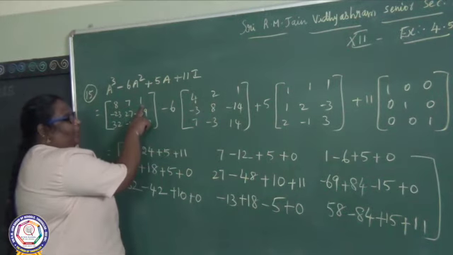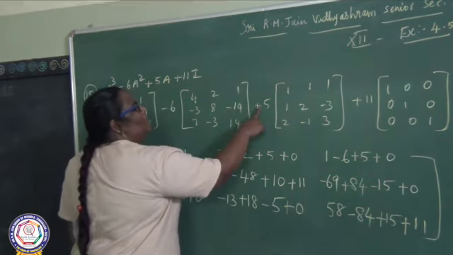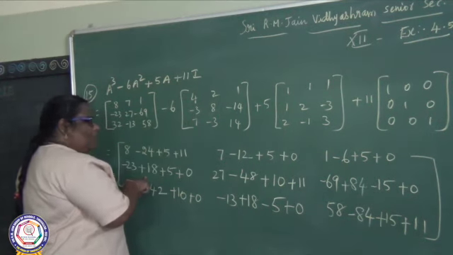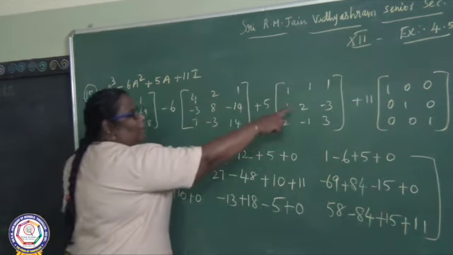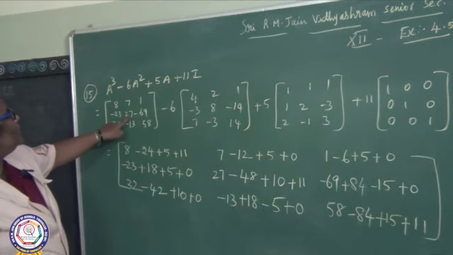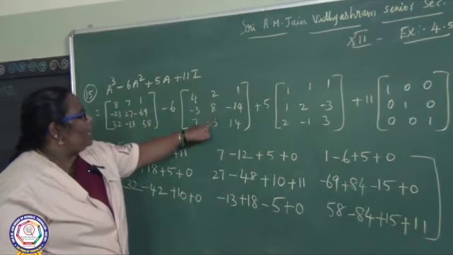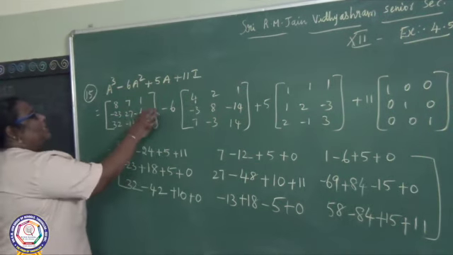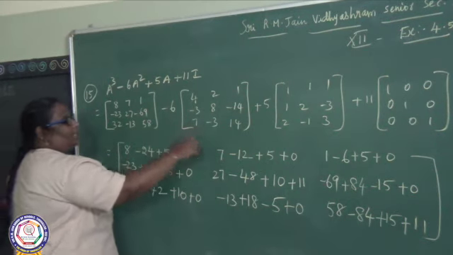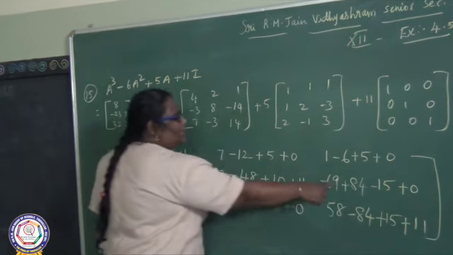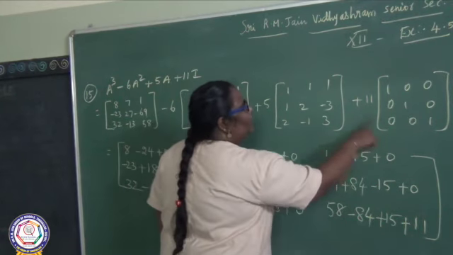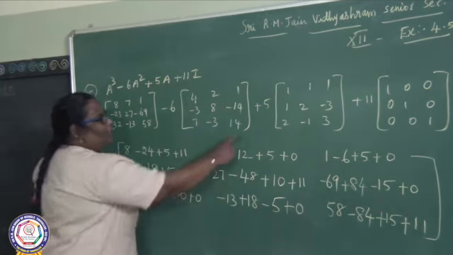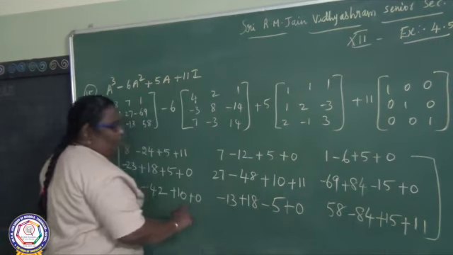You move on to the third term. 1 minus 6 into 1 minus 6 plus 5 into 1 plus 5, 11 into 0, 0. Next, minus 23 minus 6 into minus 3 plus 18 plus 5 into 1 plus 5 plus 11 into 0, 0. Second term: 27 minus 6 into 8 minus 48 plus 5 into 2, 10, 11 into 1, 11. You move on to the third term, that is this one. Minus 69 minus 6 into minus 14 plus 84 plus 5 into minus 3 minus 15, 11 into 0, 0. Next, 32 minus 6 into 7 minus 42 plus 5 into 2, 10, plus 11 into 0, 0.